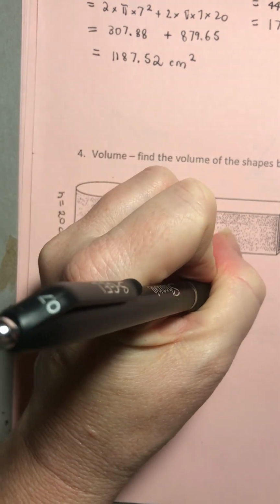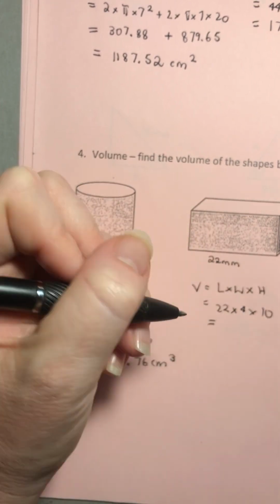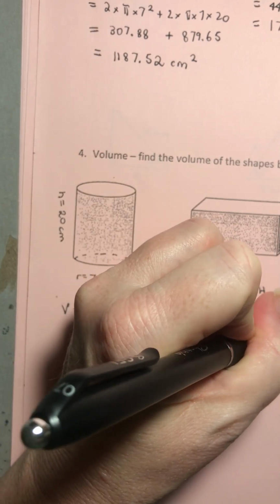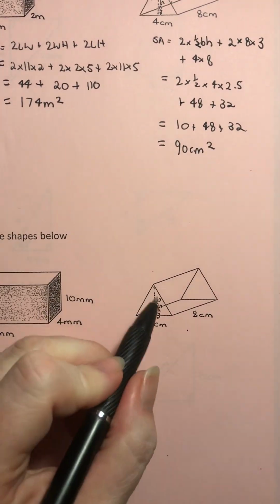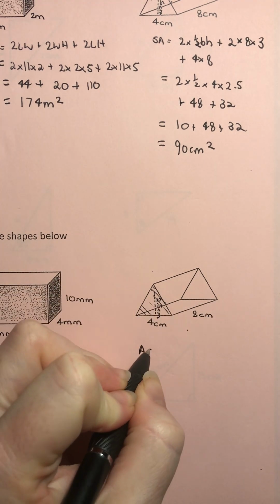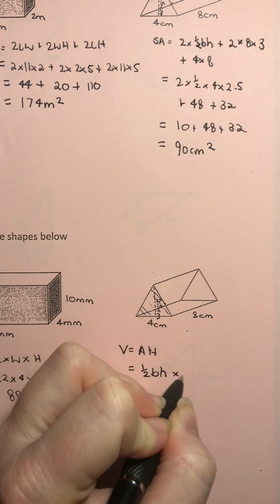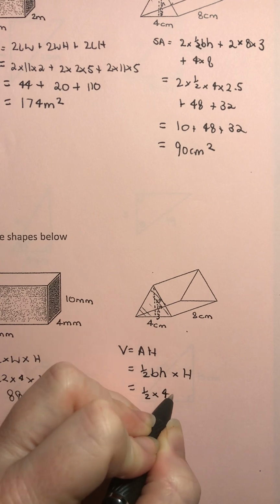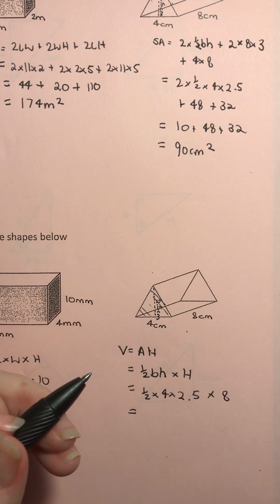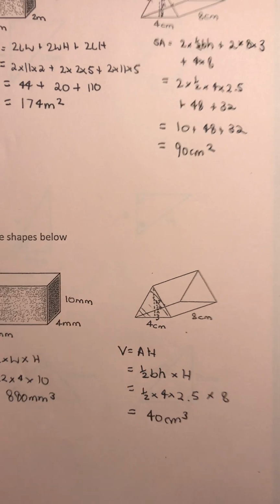Here my volume is length times width times height. So I've got 22 times 4 times 10. And I get 880 millimeters cubed. And then over here, my volume is going to be the area of the base, which will be my triangle, times by the height. So I'm going to do my half times 4 times 2.5, and then I'm going to multiply that by 8, and I get 40 centimeters cubed.